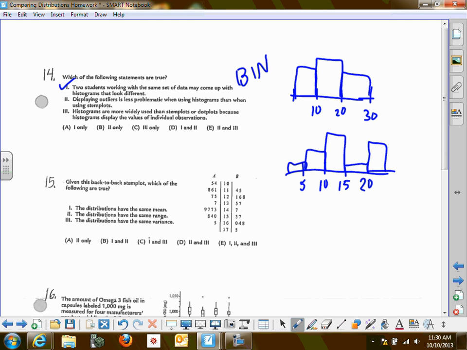Displaying outliers is less problematic when using histograms than stem plots. For one, I can't necessarily even know if there's outliers with a histogram, but I could compute it with a stem plot, so this is not true. 2 is not true. Number 3. Histograms are more widely used than stem plots and dot plots because histograms display the value of individual observations. Is that true? They do not. Therefore, the only one that is true is 1 only.